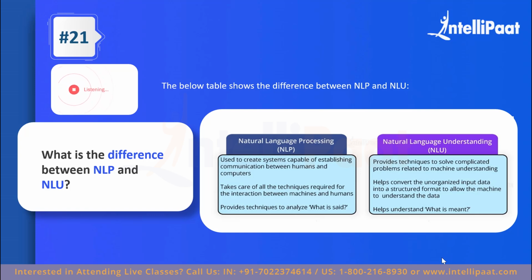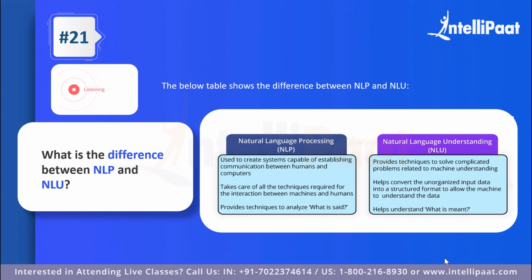Then the next difference is NLP takes care of all the techniques required for the interaction between machines and humans, whereas NLU helps convert the unorganized input data into a structured format to allow the machine to understand the data. Then the third difference is NLP provides techniques to analyze what is actually said, and NLU helps understand what the sentence actually is or what is meant by this sentence.